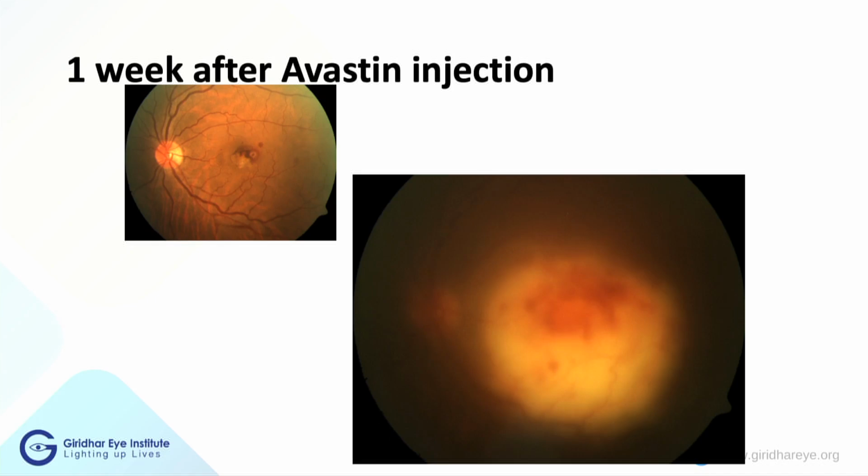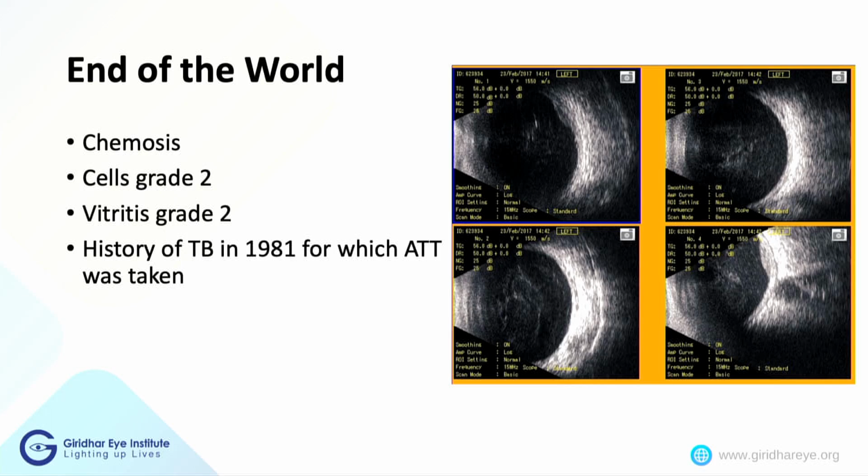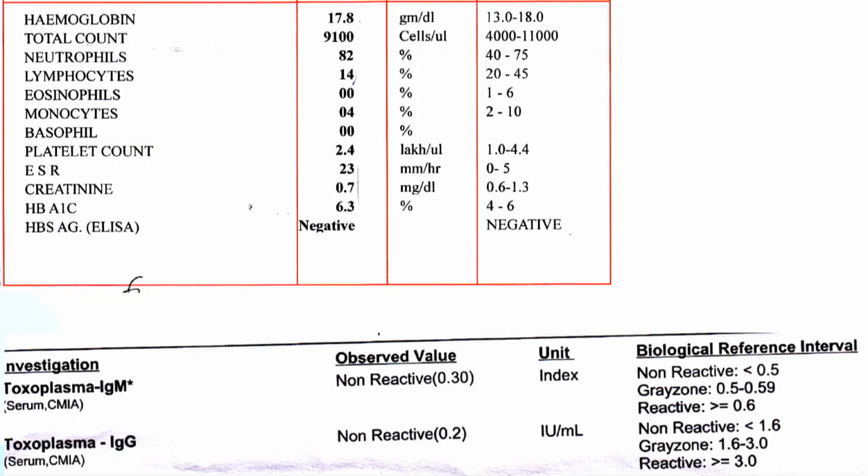There is an abscess there. So it is not due to the Avastin that this has resulted. It is a misdiagnosed one. The initial picture was looking very harmless. So it was an abscess in 1 week, and we did all investigations. Vitritis was there. We did systemic investigations, and then vitreous biopsy was done.